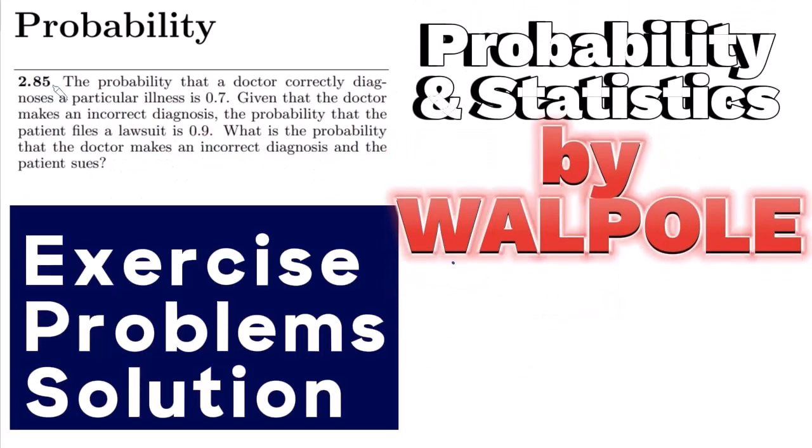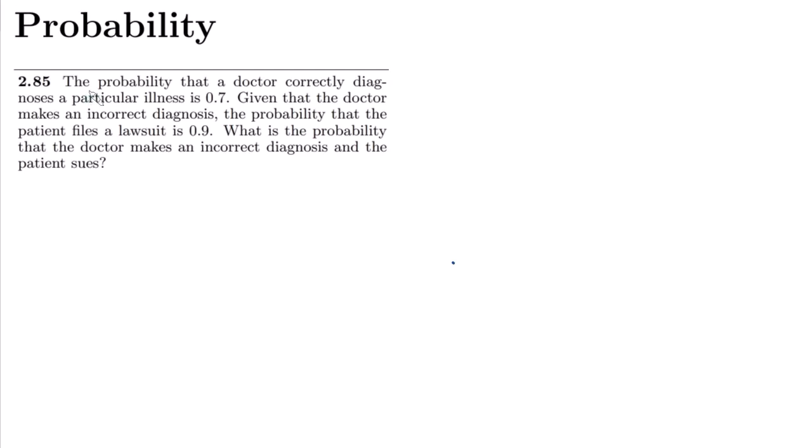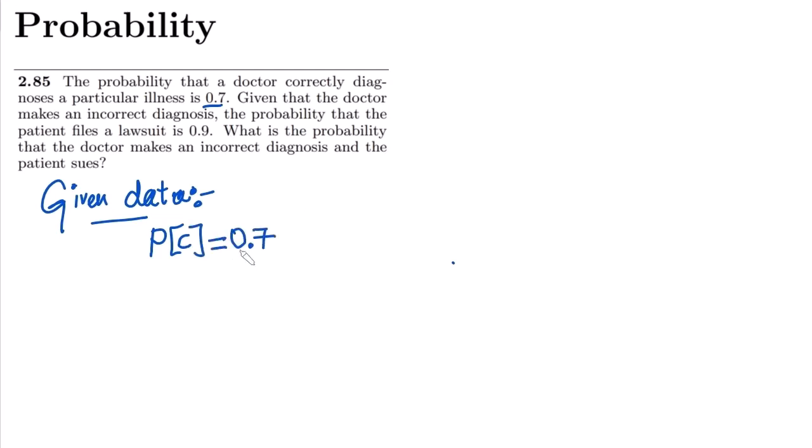Welcome back, guys. This is question 2.85, and the statement it has is: the probability that a doctor correctly diagnoses a particular illness is 0.7. Okay, so some probability has been given, and let me write the given data here. In the given data, let me represent the correct diagnosis with C, such that the probability of C, or correct diagnosis, is 0.7. On the basis of it, we can also find the incorrect diagnosis, which is basically C complement.